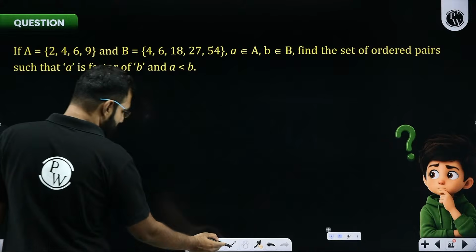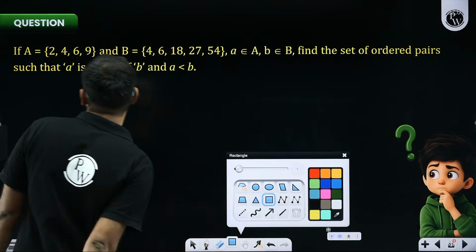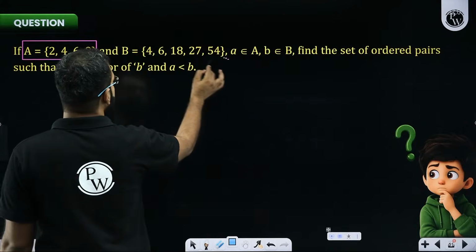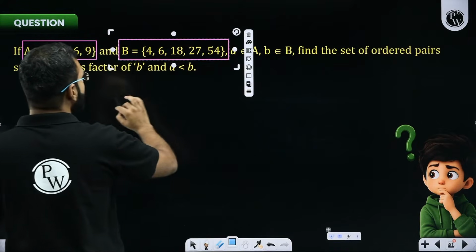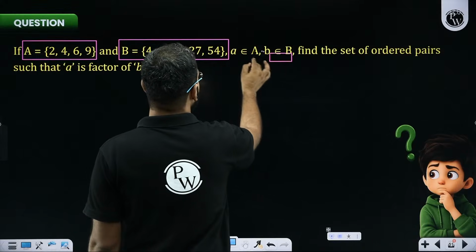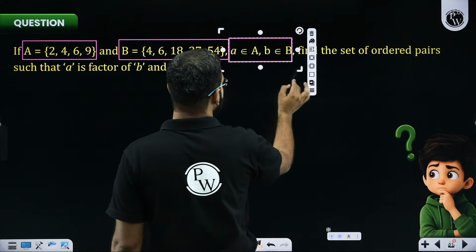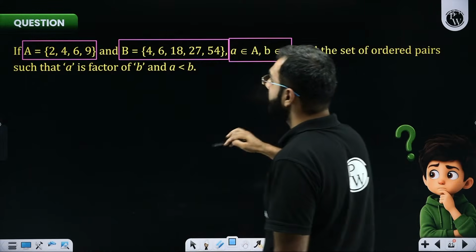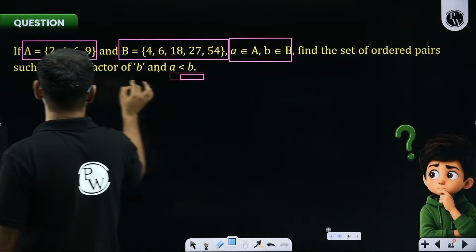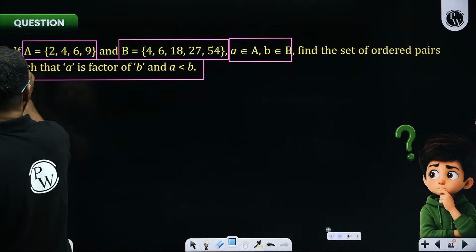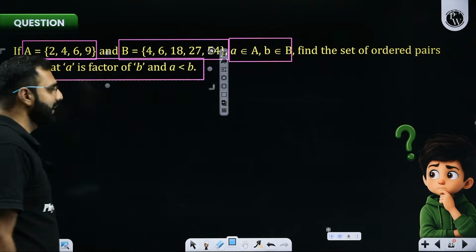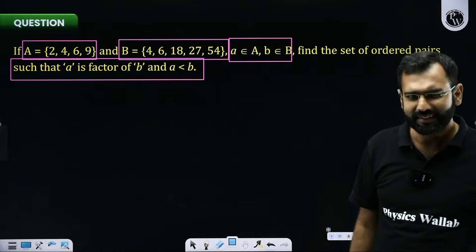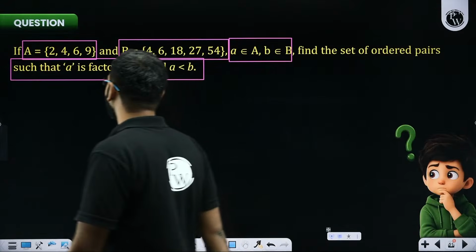Can you help me in answering this question, students? It says set A is given by 2, 4, 6, 9. Set B is given by 4, 6, 18, 27, and 54. Small a belongs to set A, small b belongs to set B. Then find the set of ordered pairs such that a is a factor of b and a is less than b. Can you define a relation now? That's a relation actually. So how do we define this relation?